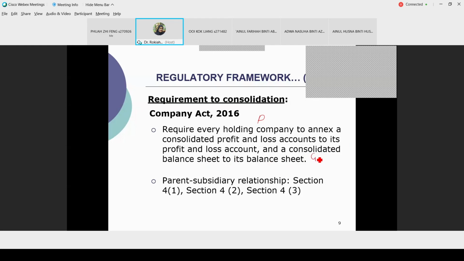Remember that you have a group and then you have a company. In the group, we're going to have a consolidated profit or loss. In a company, we're going to have a profit or loss account. For the statement of financial position, the group has a consolidated statement of financial position, but a company only has a financial position. The difference here is consolidated. So once you have a parent and subsidiary relationship, you need to provide a consolidated financial statement. This is required by Company Act 2016.